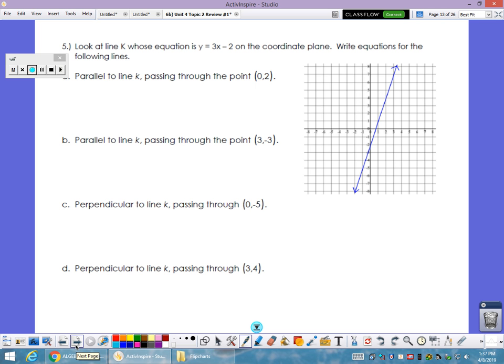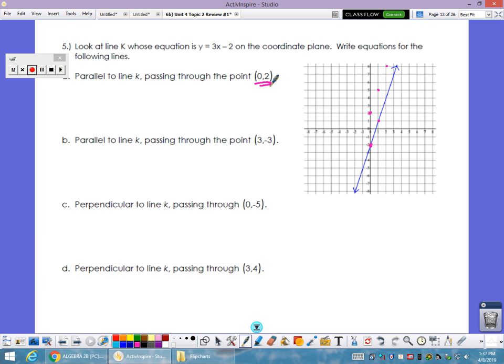Great. Look at the line K, whose equation is y equals 3x minus 2. Minus 2 is our y-intercept, and we rise 3, run 1. Write the equation for the following lines. A line parallel to K that passes through that point, 0, 2. You can either do this graphically, visually, 1, 2, 3 over 1, 1, 2, 3 over 1, and do it that way.